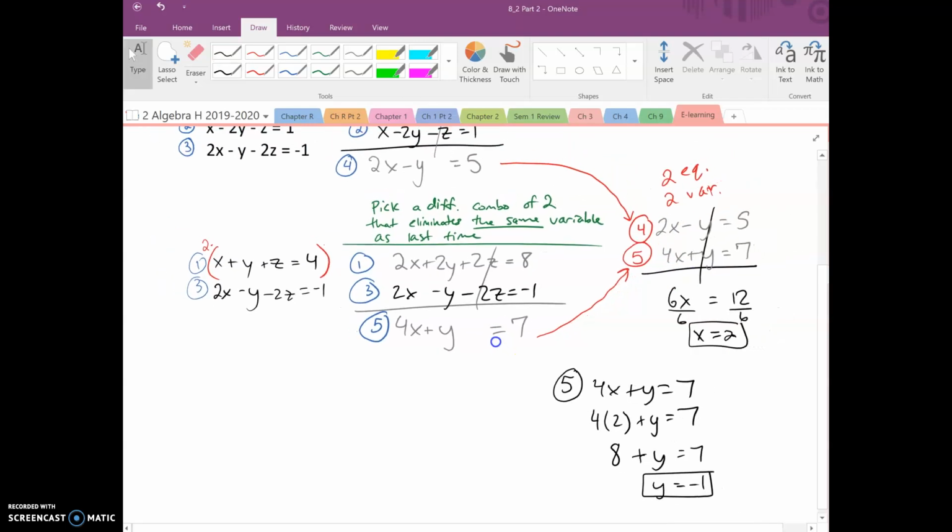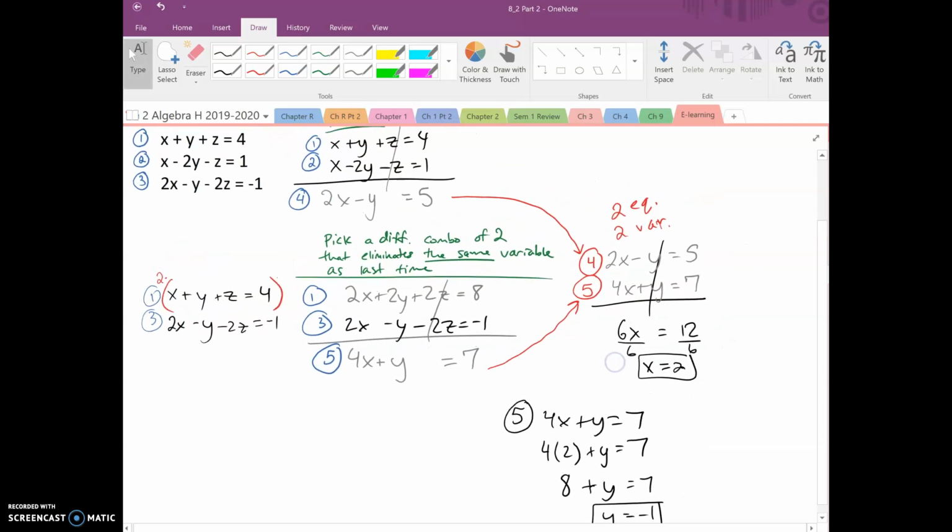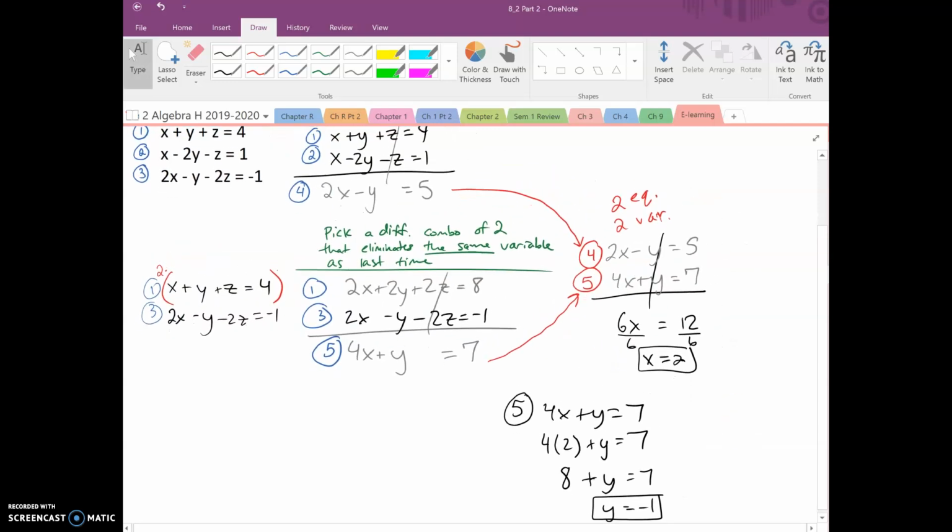I have to go back to the beginning. I have to pick either 1, 2, or 3. It's your choice. Whichever one looks easier to you, any 3 of them will work. All right, so let's go back. So we got 1. X plus y, and I should keep better track of what I'm doing. X plus y plus z equals 4.